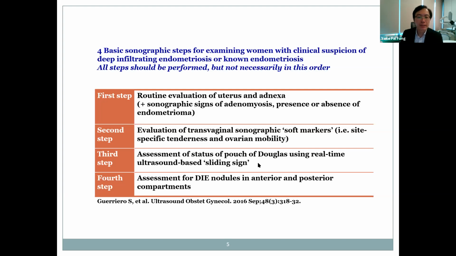The third step they suggested is the assessment of the status of the pouch of Douglas, and then using real time again, based on the sliding sign. So whether the uterus can slide smoothly across the cul-de-sac or not, whether you can see any adhesions, whether you can see the uterosacral ligaments which are stuck onto the back of the uterus. And lastly, of course, you assess for DIE nodules in both the anterior and the posterior compartments.